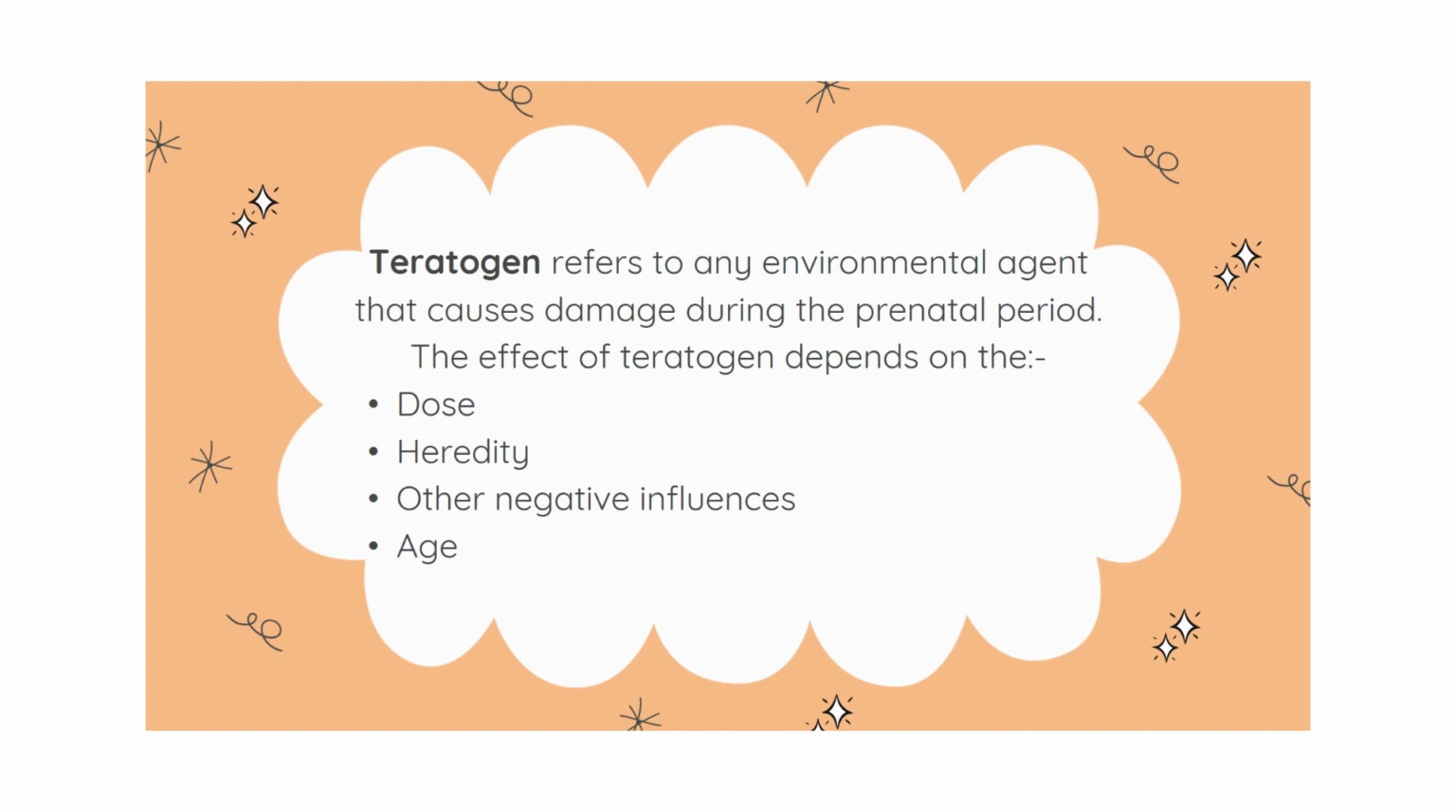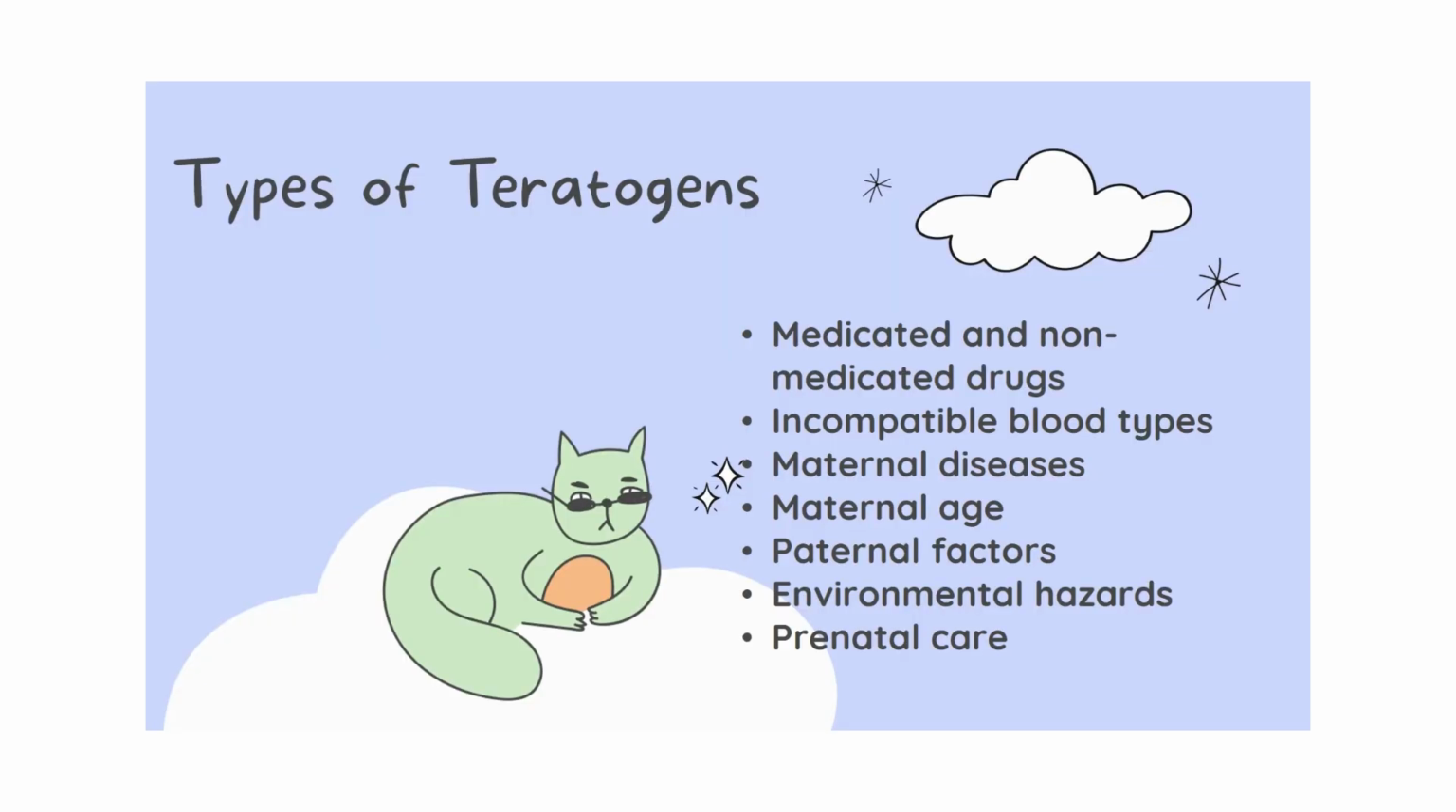Teratogen refers to any environmental agent that causes damage during the prenatal period. The effect of a teratogen depends on the dose, heredity, other negative influences, and age. These are some of the different types of teratogens. We have already discussed the medicated and non-medicated drugs and incompatible blood types. The others are maternal diseases, maternal age, paternal factors, environmental hazards, and prenatal care.